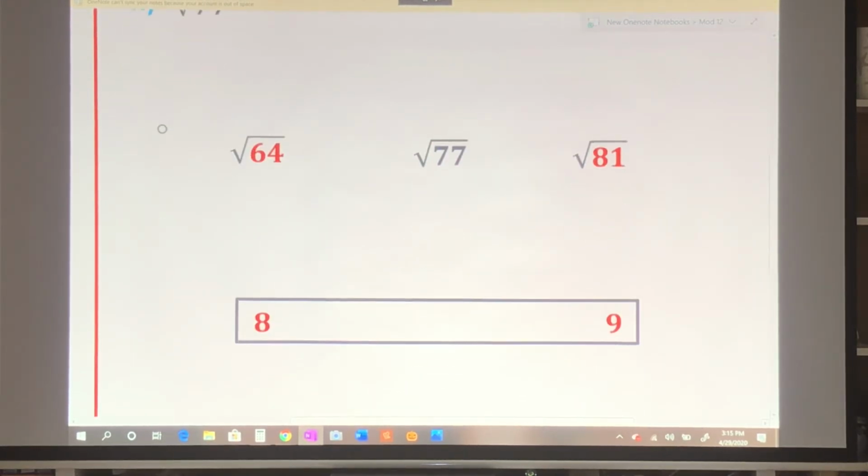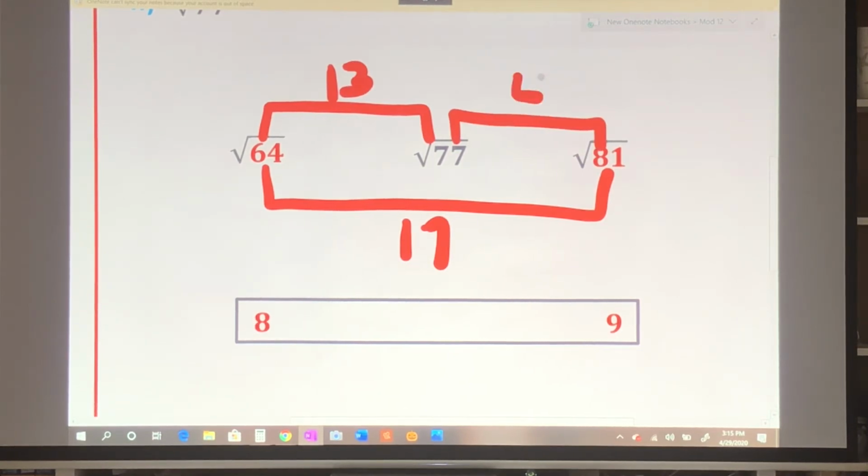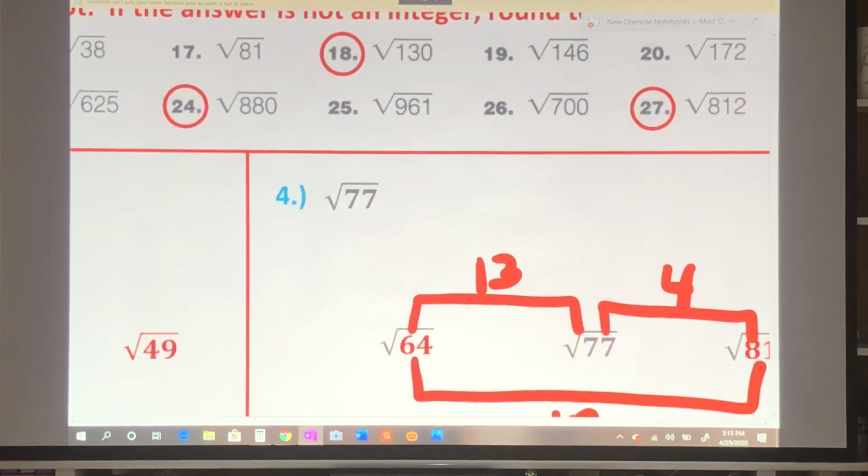And if I looked at that, I'd go, well, from 64 to 81 is plus 17. From 64 to 77 is, what, 13? And from 77 to 81 is plus 4. I'd say it's closer to 81, and it's more than halfway. It's probably 8.7, maybe somewhere in there. I'm not sure. Somewhere in there. All right.